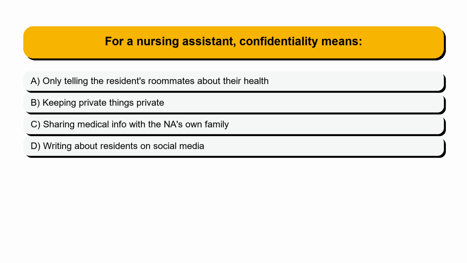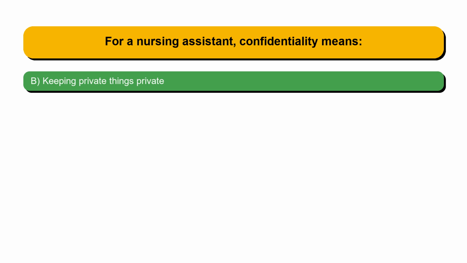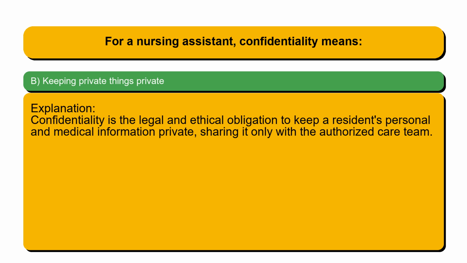Question 9. For a nursing assistant, confidentiality means Option A. Only telling the resident's roommates about their health. Option B. Keeping private things private. Option C. Sharing medical info with the NA's own family. Option D. Writing about residents on social media. The correct answer is option B. Keeping private things private. Confidentiality is the legal and ethical obligation to keep a resident's personal and medical information private, sharing it only with the authorized care team.